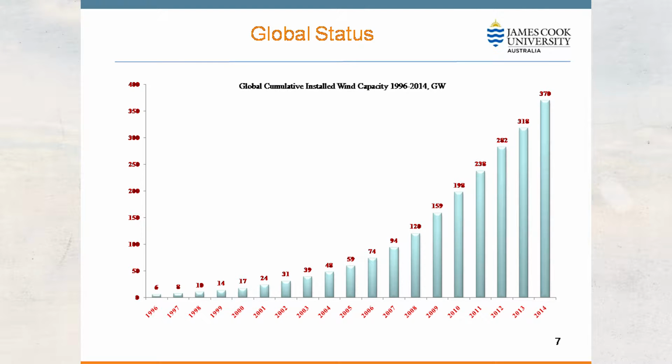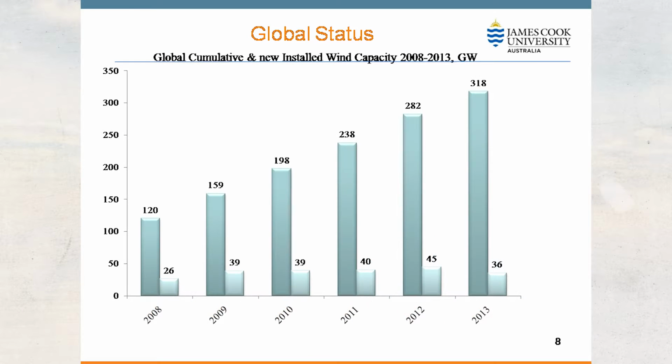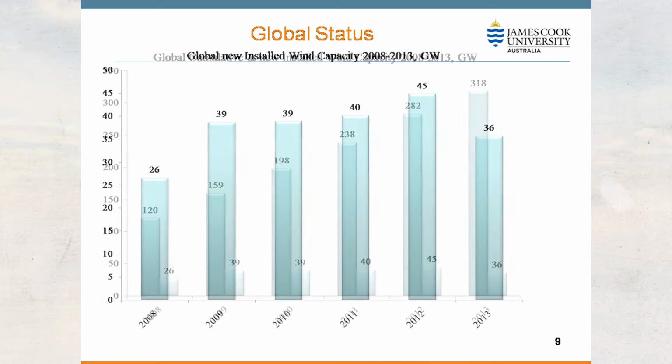You can see that from 1996 to 2014, about 18 years, capacity has increased from 6 gigawatts to 370 gigawatts. 370 gigawatts of wind farm capacity is equivalent to more than 300 nuclear power stations of 1,000 megawatts. You can see how it is developing. This one shows how much new wind power came to the market and was connected to the grid every year, in 2013 and 2012.